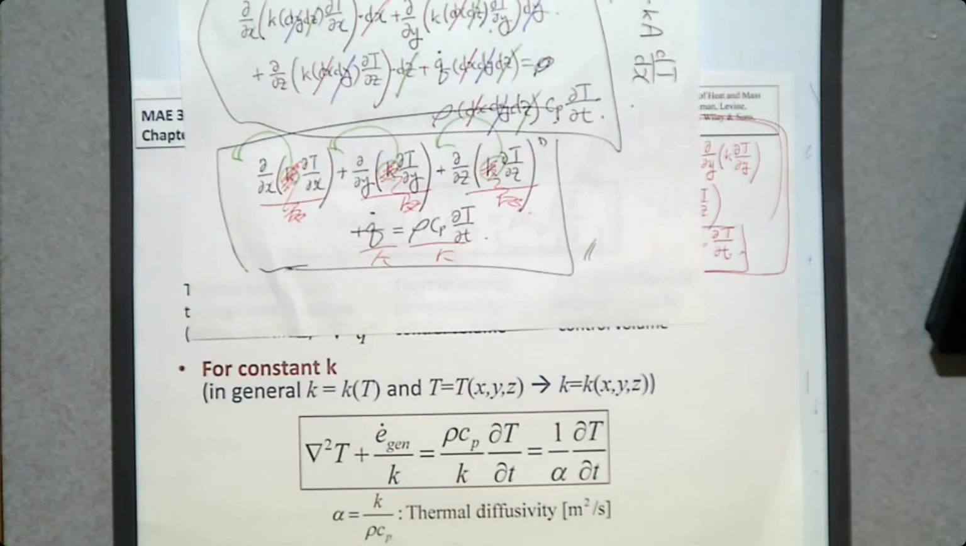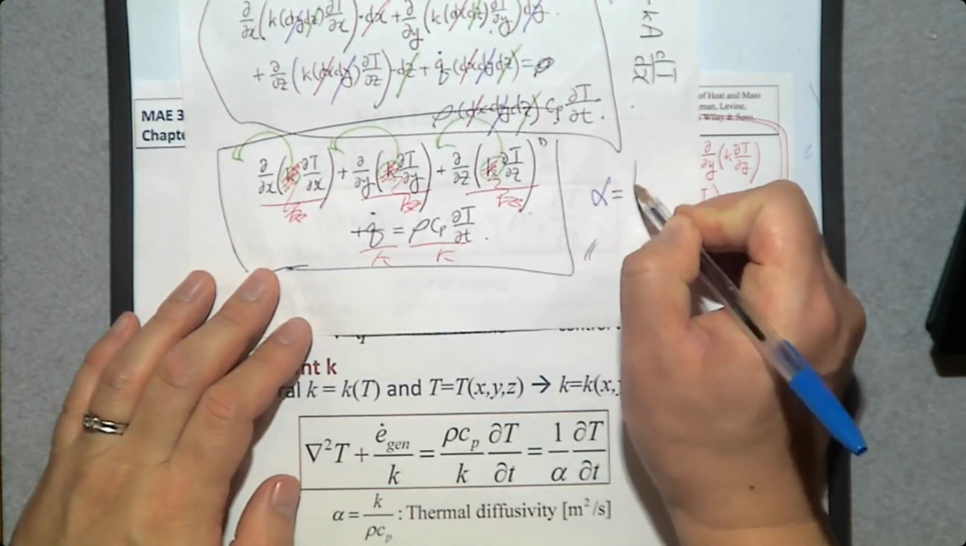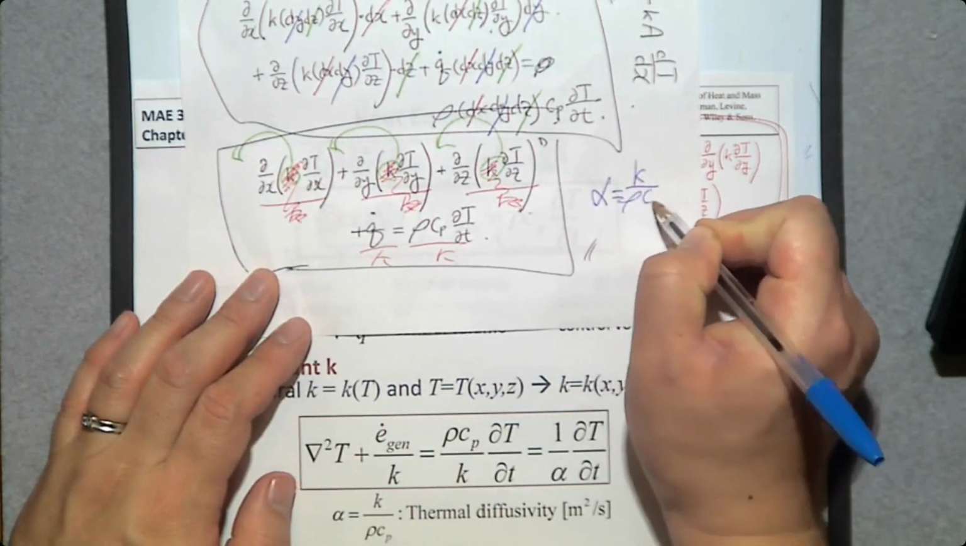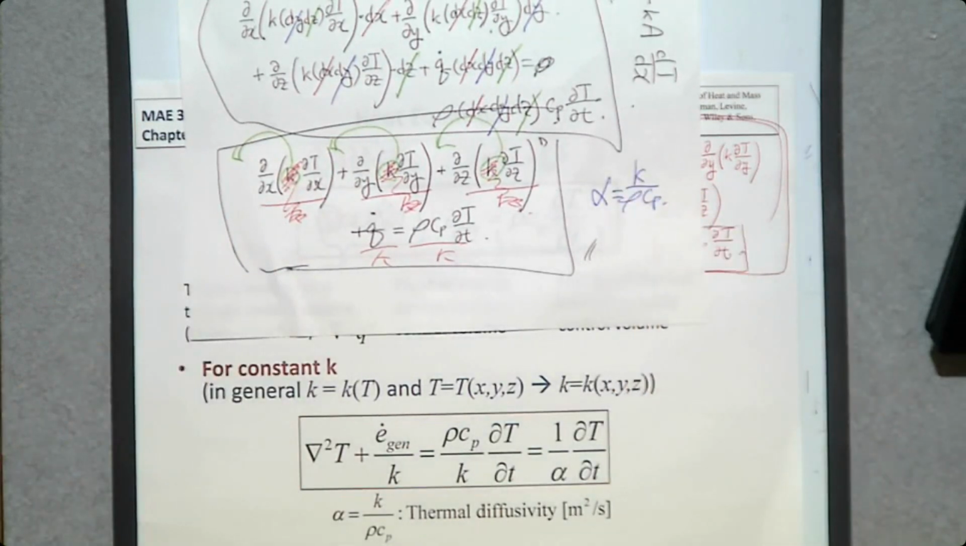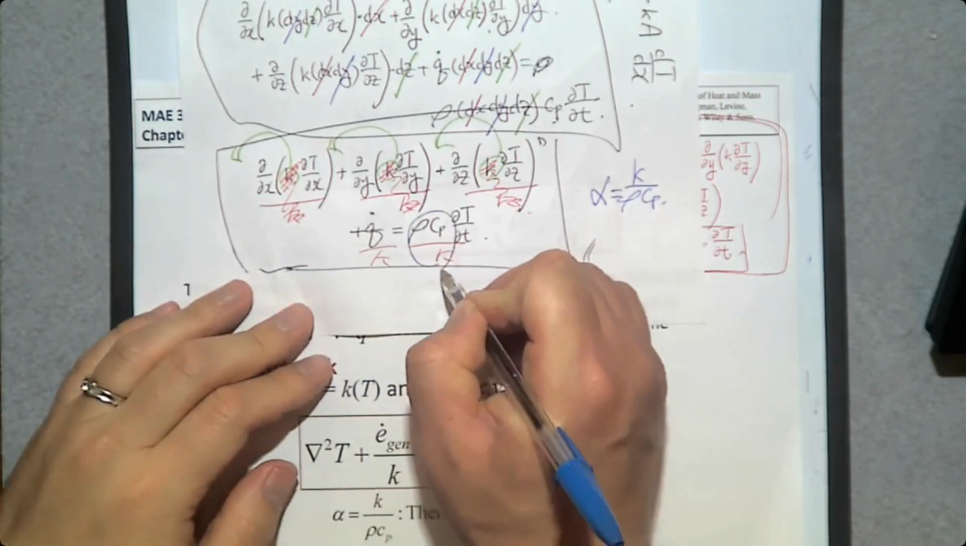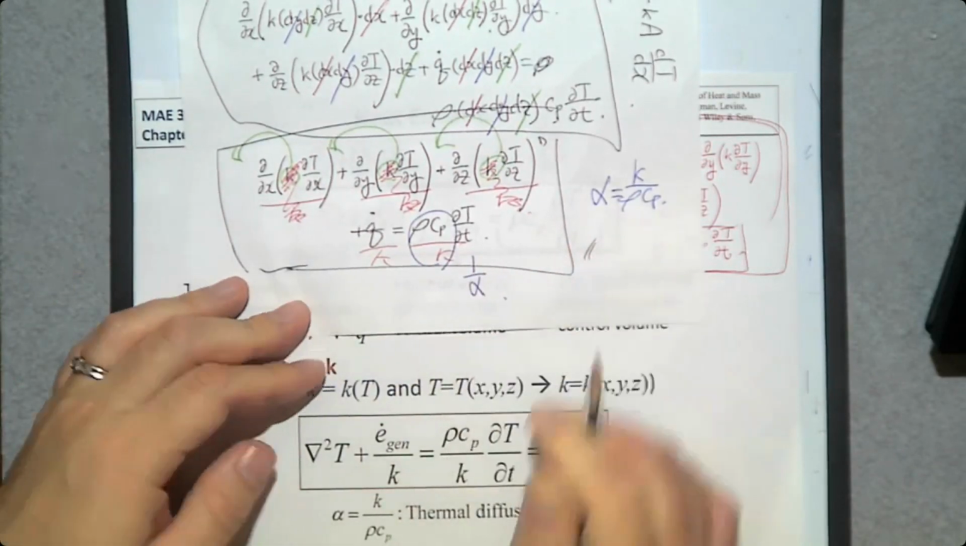In chapter 1, we studied another thermodynamic property other than K. What is the other one? Thermal diffusivity, alpha. Alpha is K over rho Cp. Oh, wait, rho Cp over K. K over rho Cp, so rho Cp over K is going to be 1 over alpha. So this one is 1 over alpha.